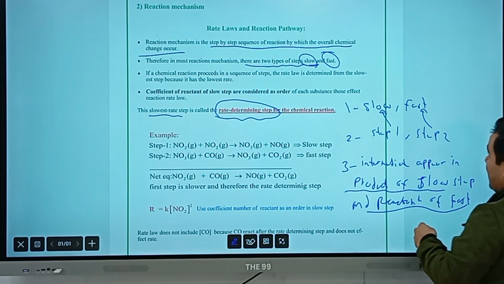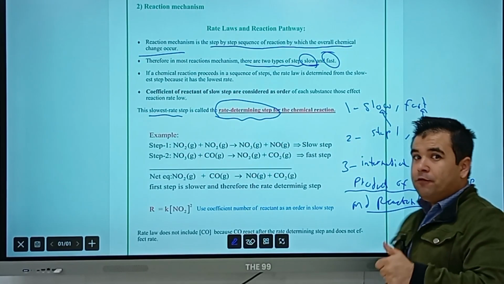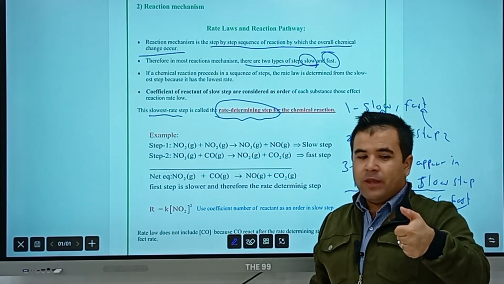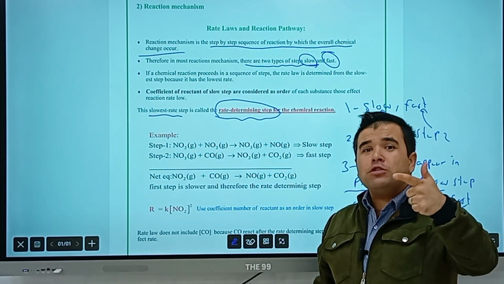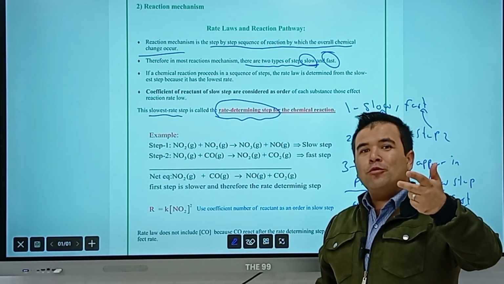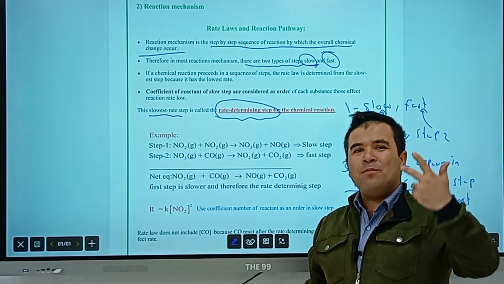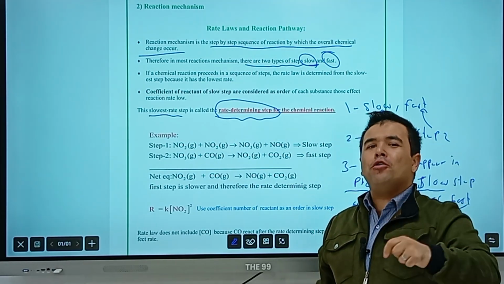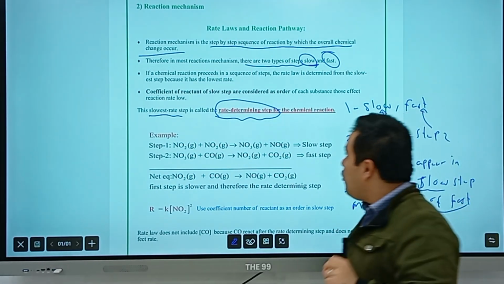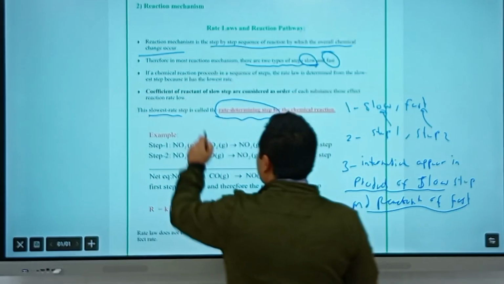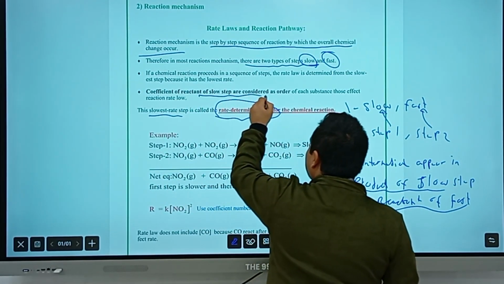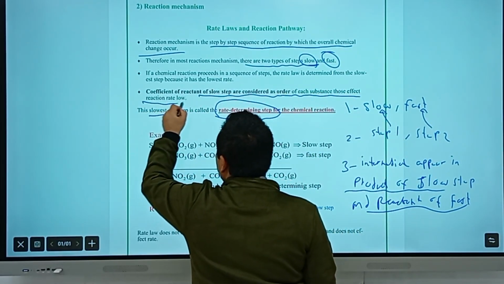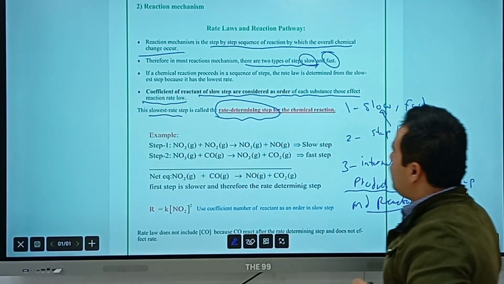And guys, the strategy: first of all, we have to determine the slow step, and as the slow step is known, it will be the same as the first type. The coefficient of the slow step becomes the order of the reactant. The coefficients of the reactants of the slow step are considered as the order of each substance. Those affect the reaction rate law.